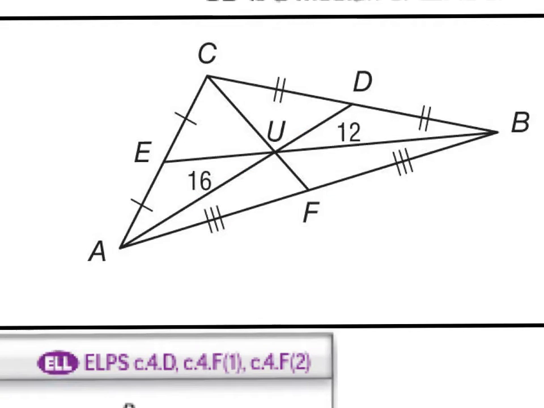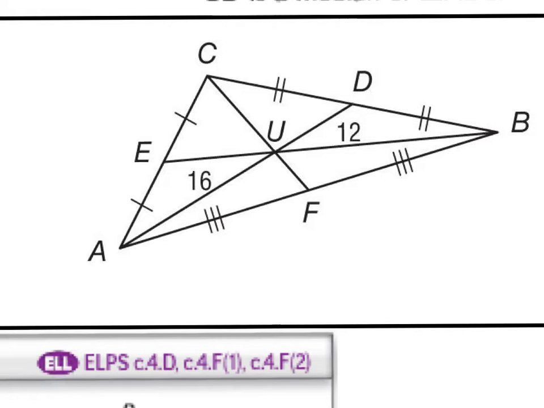So with that in hand, we're going to look at this picture and identify the medians of triangle ABC, and then we'll identify the centroid of triangle ABC. That part shouldn't be too difficult. You can probably guess that right off the bat. Point U is going to be the centroid of triangle ABC, because you can clearly see all the lines on the inside of the triangle meeting at this point.